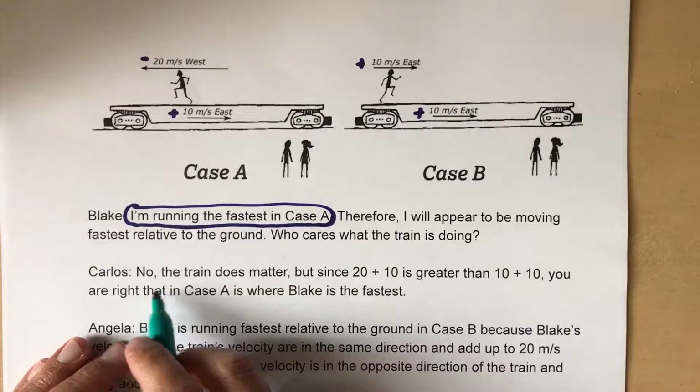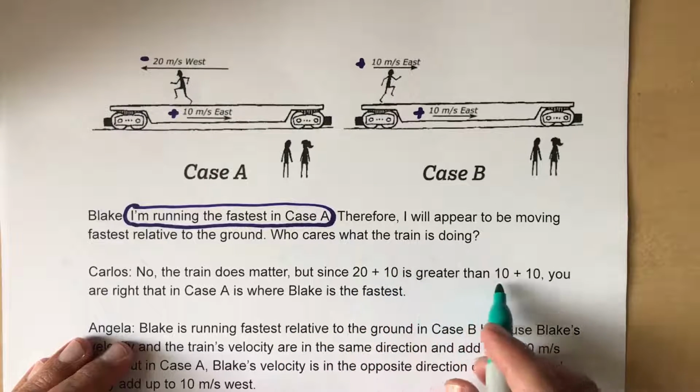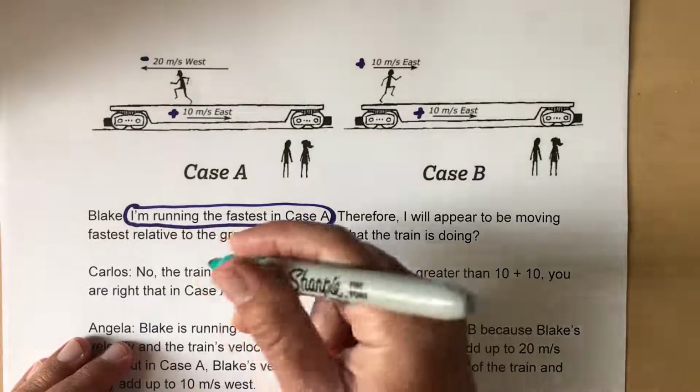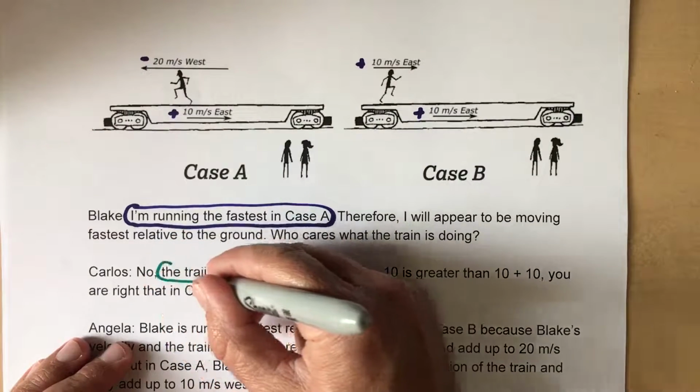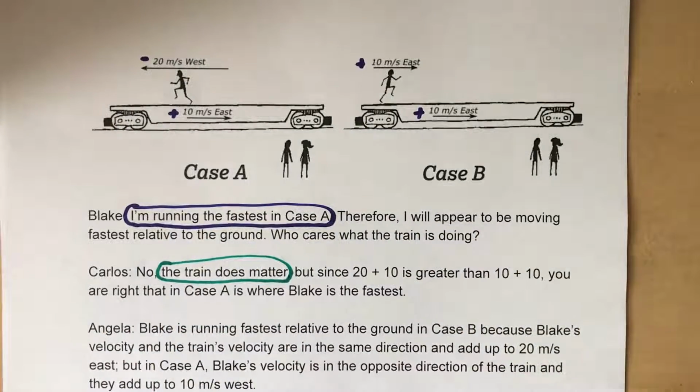So then Carlos says here, no, the train does matter, but since 20 plus 10 is greater than 10 plus 10, you are right that case A is where Blake is the fastest. So Carlos is getting the right idea here that the train does matter. So we'll circle that for him.